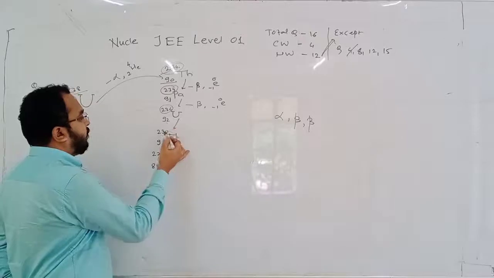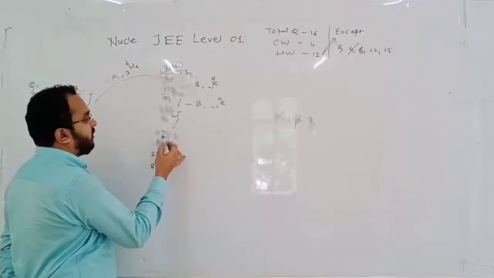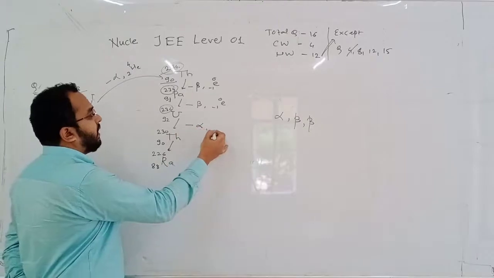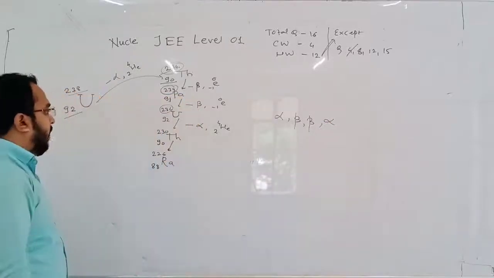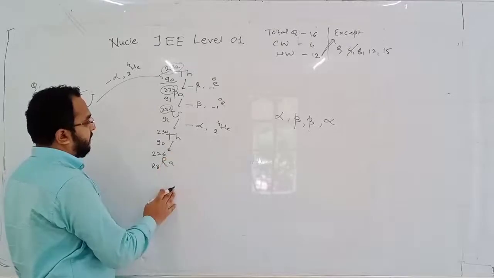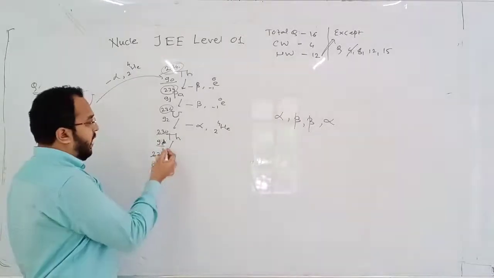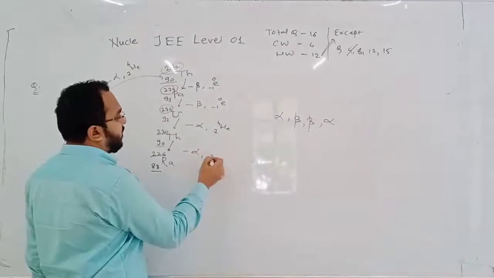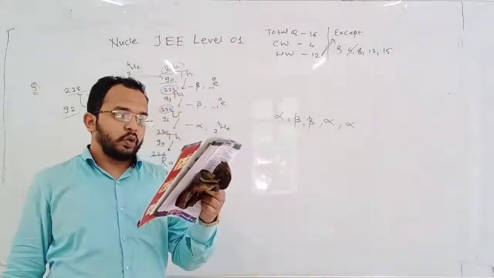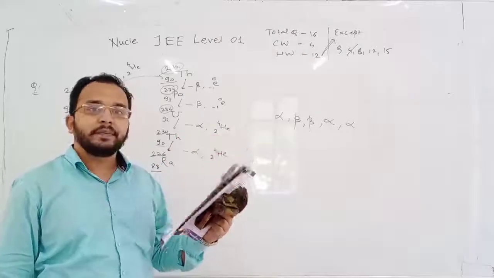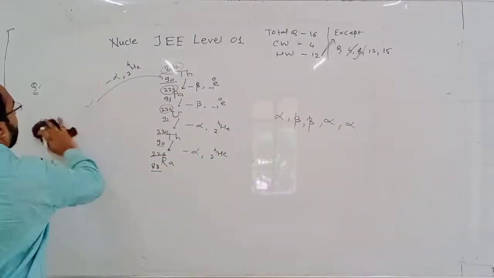Then the next step, 92 becomes 90, 234 becomes 230. That means atomic number reduces by 2, mass number reduces by 4. That means it is the emission of alpha particle, helium-4. So again alpha particle. After this, in the last step, 90 becomes 88 and 230 becomes 226. Again atomic number reduces by 2 and mass number reduces by 4, again emission of alpha particle. So your answer will be alpha, beta, beta, alpha, alpha. So which option is correct? Option C is correct. So this solves question number 8. Nice question.